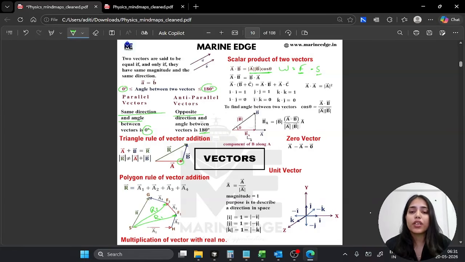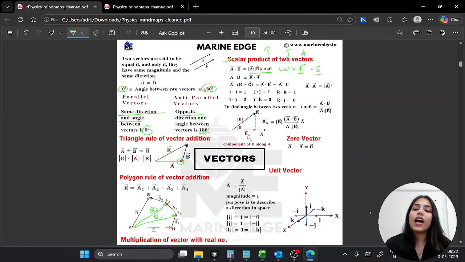Next, we have the dot products. Next, we have the cross products. We'll discuss that later, but first let's cover scalar products. In the scalar product, what happens? When we talk about vectors, we have three unit vectors, right? i, j, and k. So i dot i is equal to 1, j dot j is 1, k dot k is 1. Any other combination, whenever you take i with j, or j with k, or k with i, it will always result in 0.